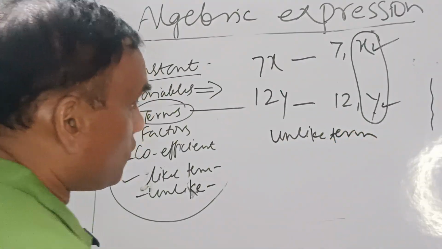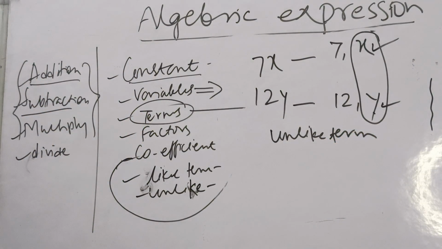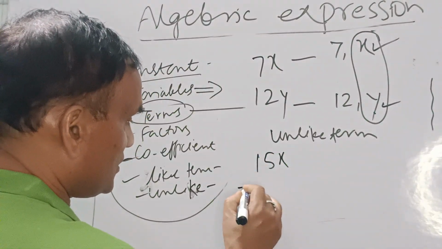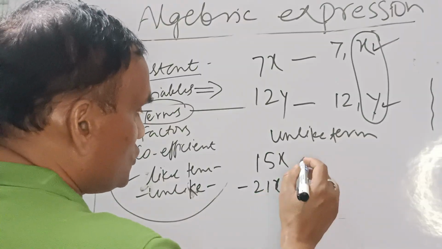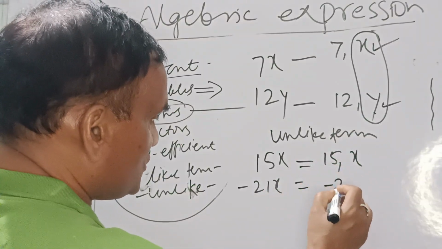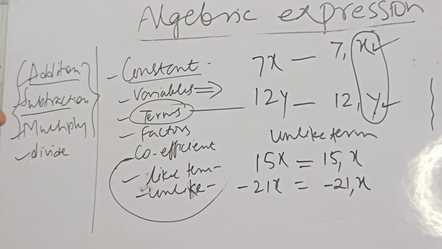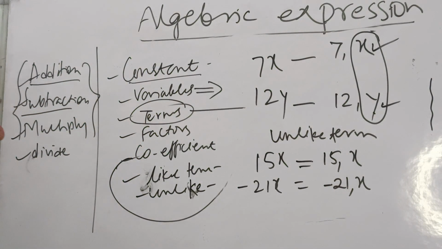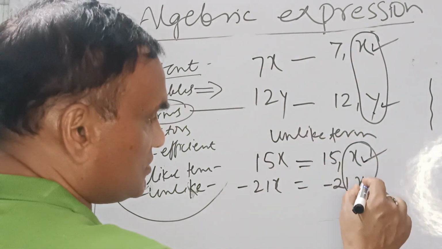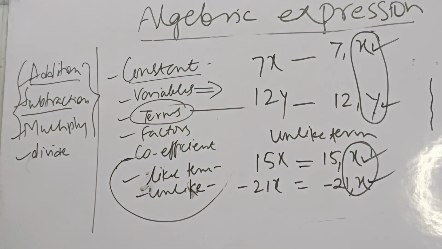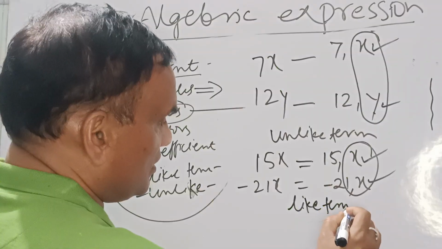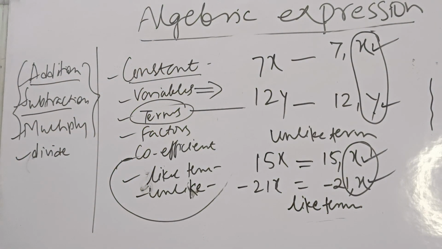Now what is a like term? Suppose here it is 15x, here it is minus 21x. So what will the factors be? 15, x, and here minus 21, x. These are the factors, right? So these variables are the same. This has got x, this has got x also. So it is a like term. We can write this is a like term. Is it clear now? Is it clear now?